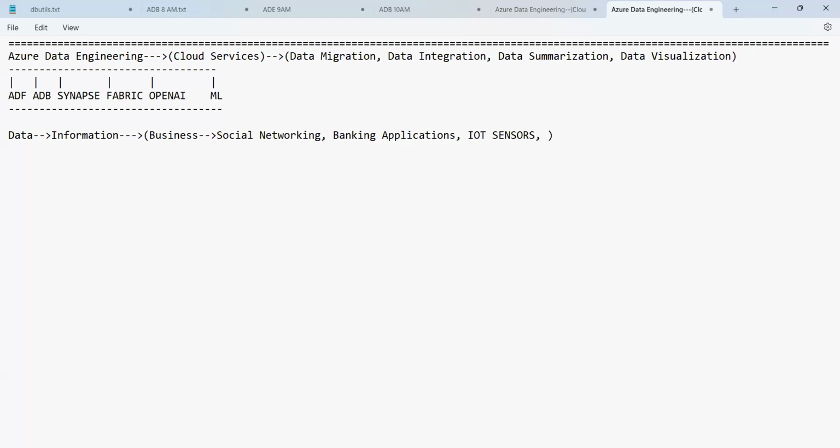And then apart from this, from the sensors, we have the live streaming data. That means the data which we receive on a continuous basis. IoT sensors, live streaming data, etc.